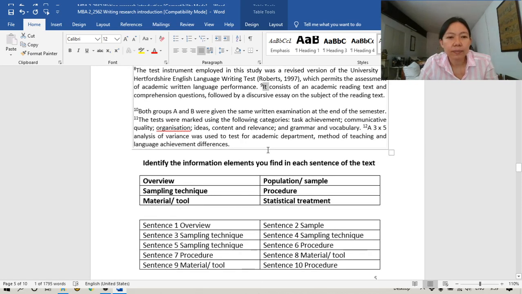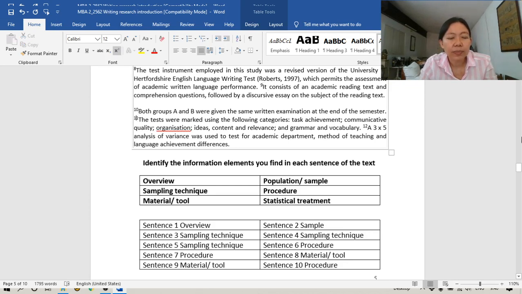Next, both Group A and B were given the same written examination at the end of the semester. So this sentence is now talking about the procedure. After we divide the students into groups, each group was taught differently for 12 weeks. After the 12 weeks, the same group of students were given the same written exam. So we're talking about the procedures of the research.